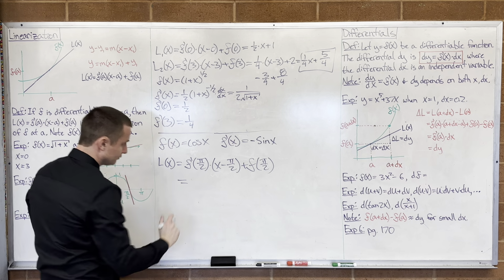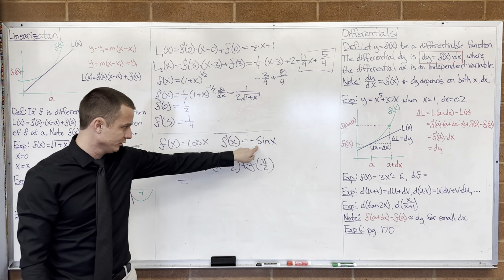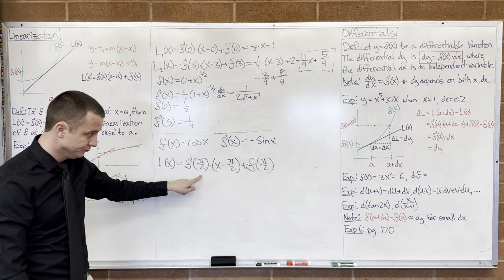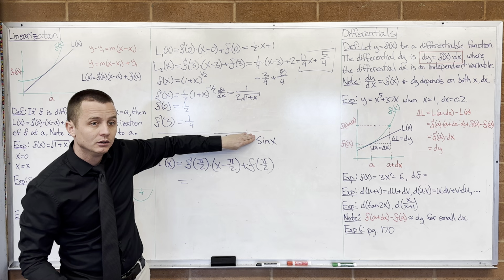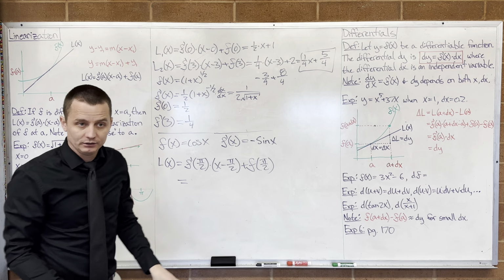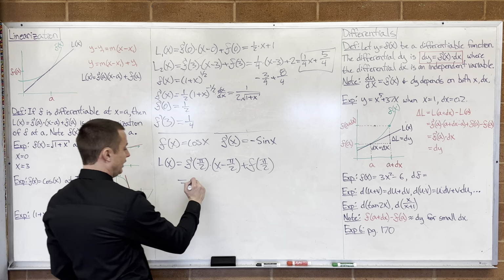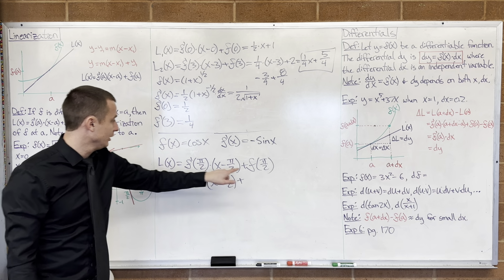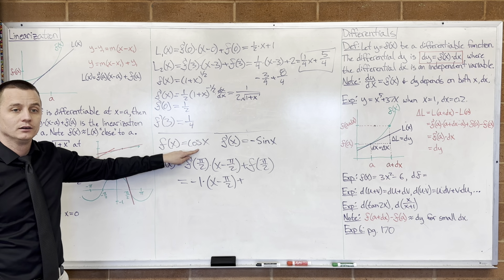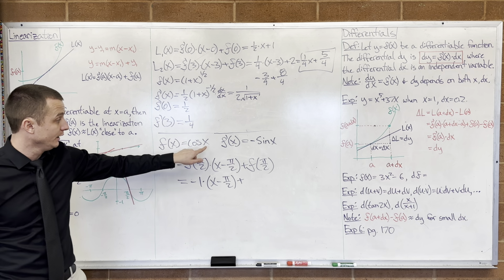Okay. What is f prime of pi halves? Negative sine x. Plug in pi halves. What's sine of pi halves? Sine of pi halves is 1, make it negative, so negative 1. So that's going to be negative 1 times x minus pi halves plus, what is our function at pi halves? Cosine of pi halves.